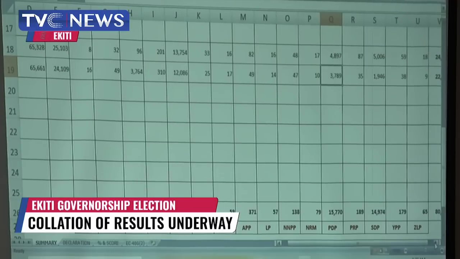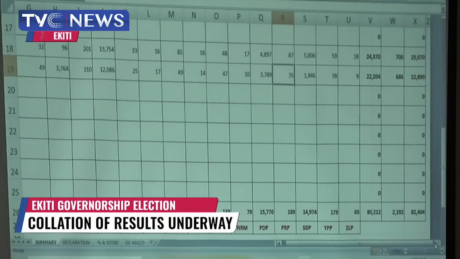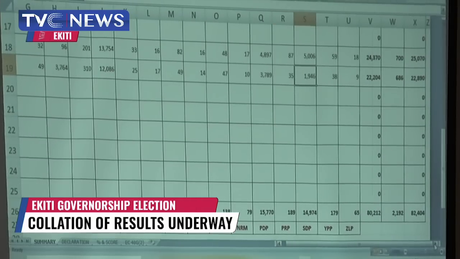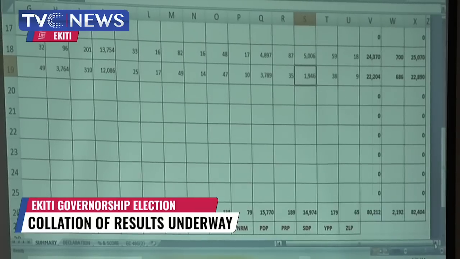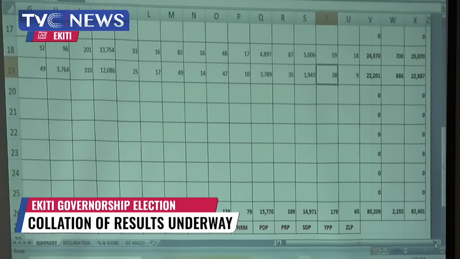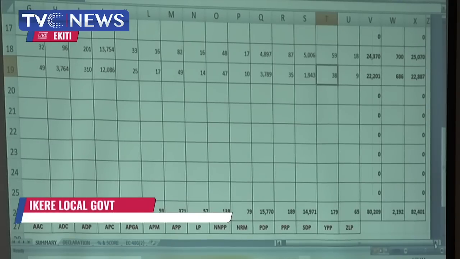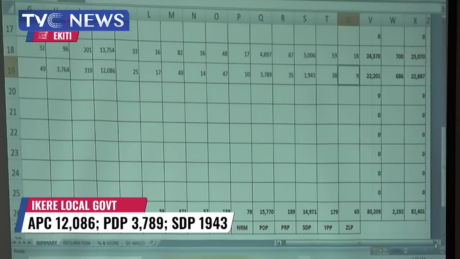PDP 3789. PRP 35. SDP 1943. YPP 38. ZLP 09.